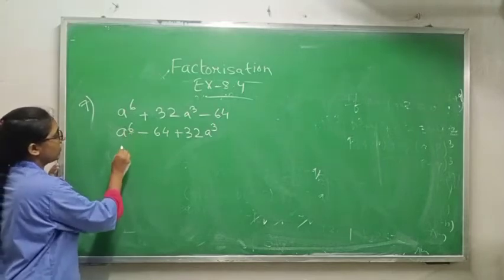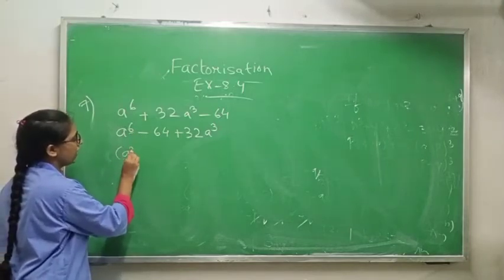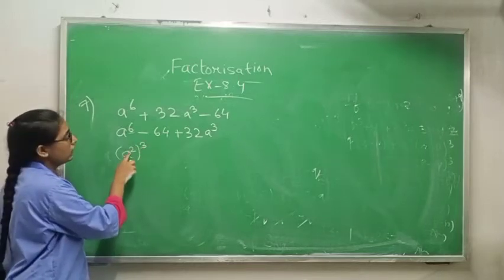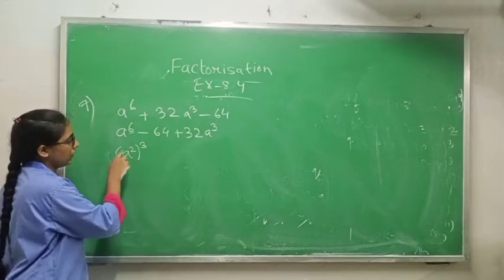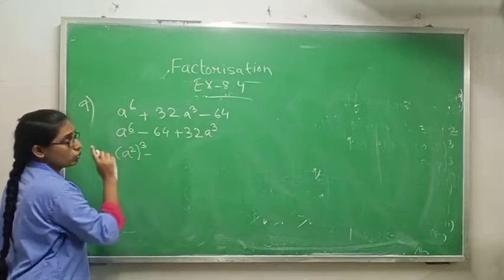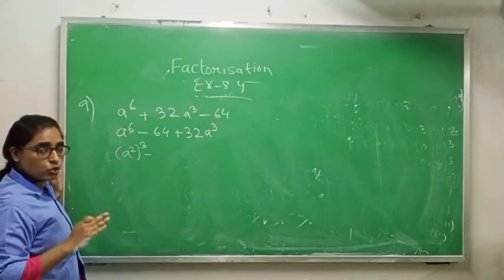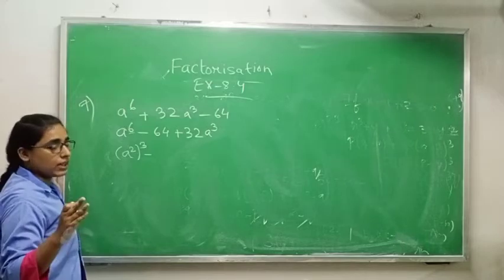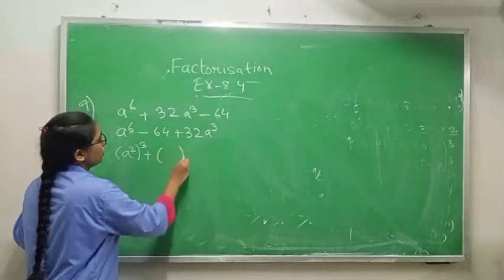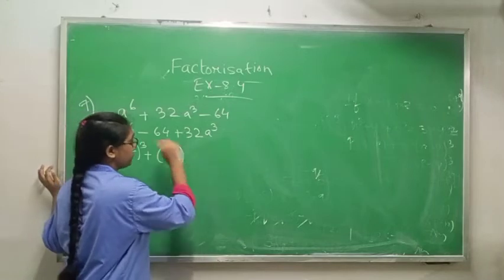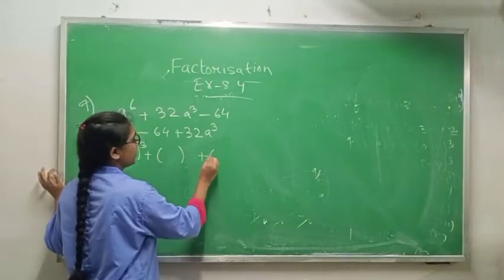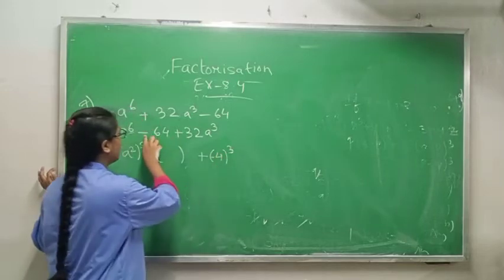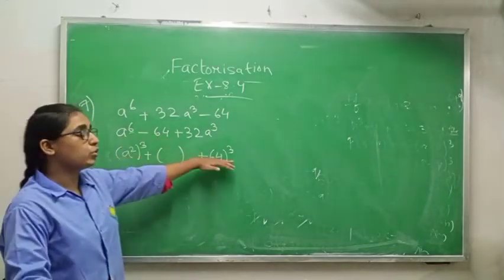So if you have power as a 6, in law of indices you have done that (a²) whole cube you can do. So it will come in cube and a² will be inside the bracket. Now you know that we need plus, because formula is x cube plus y cube plus z cube minus 3xyz. Okay, so we don't know what we will write in y place, why I am telling you, but we know what we have to write in z place. 64 cube root is 4, so we can write (−4) cube, because I told you whenever you have minus sign you have to write inside the bracket.